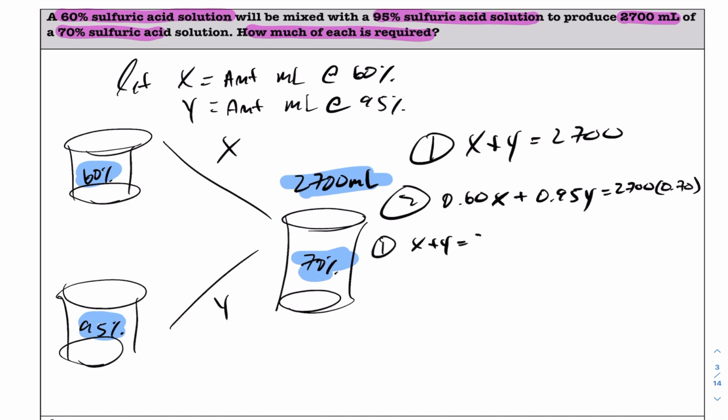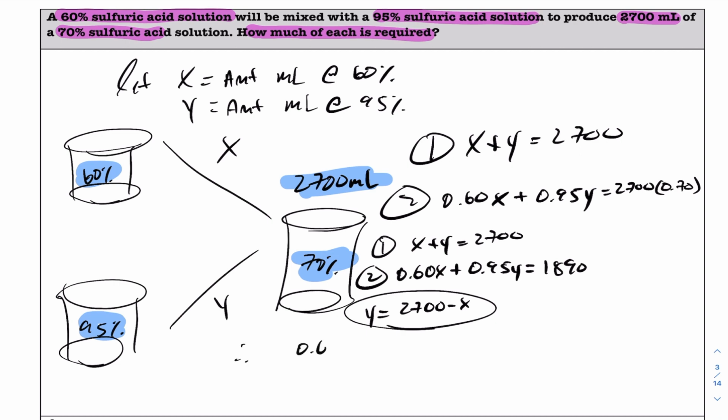I have x plus y is 2,700, and my second equation is 0.6x plus 0.95y equals 2,700 times 0.7, which is 1,890. Now I can solve this using substitution or elimination. I'm going to go ahead and do substitution on this. So if I do substitution, I get y equals 2,700 minus x.